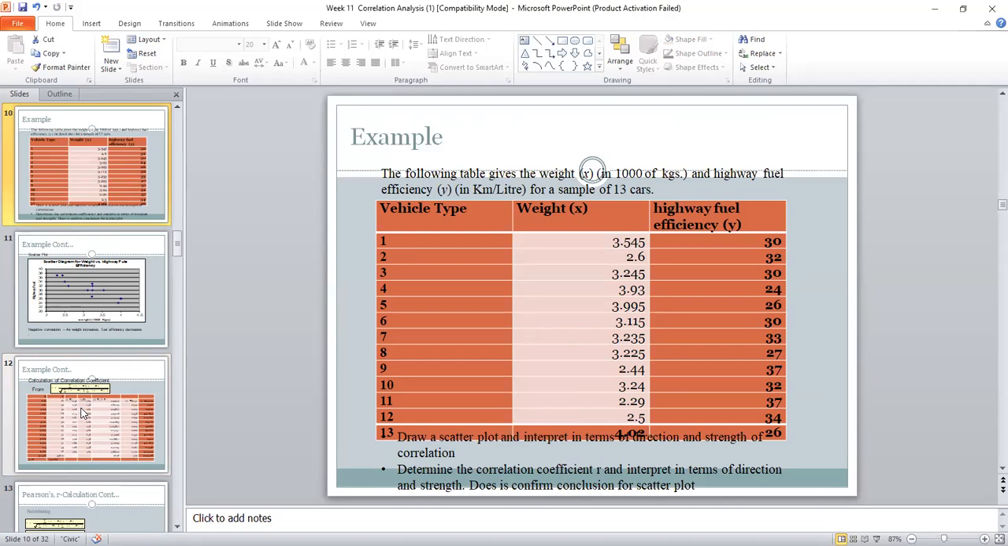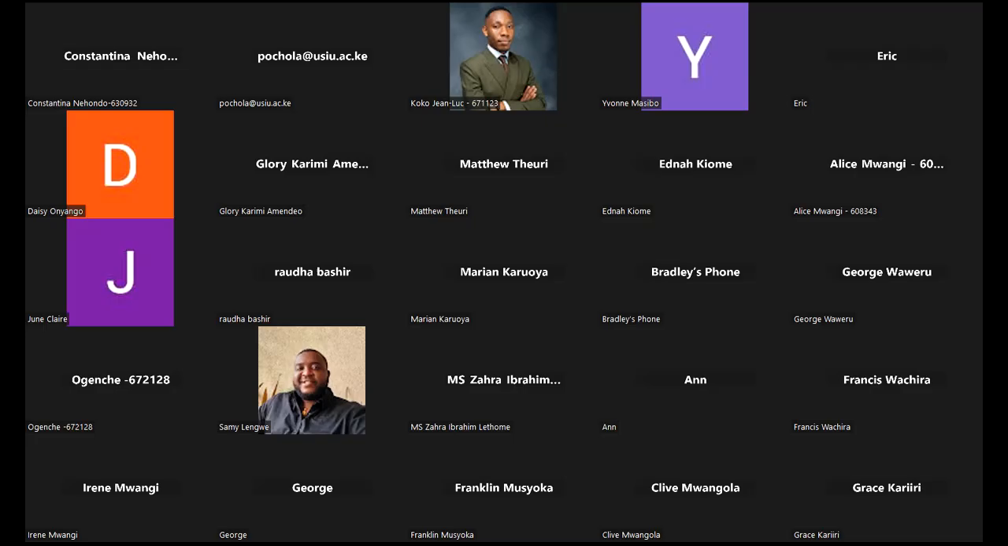Does this confirm the conclusion from the scatter plot? Oh good. I'll go back. This result we have gotten should be consistent with what you get from a scatter plot. Where is our data? This one. So I can do a scatter plot here. Insert, Scatter. The simplest scatter plot is this one.